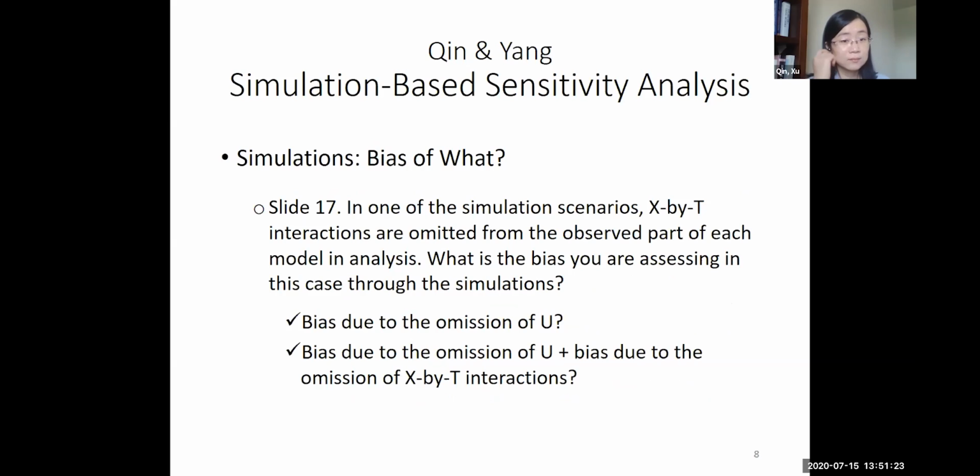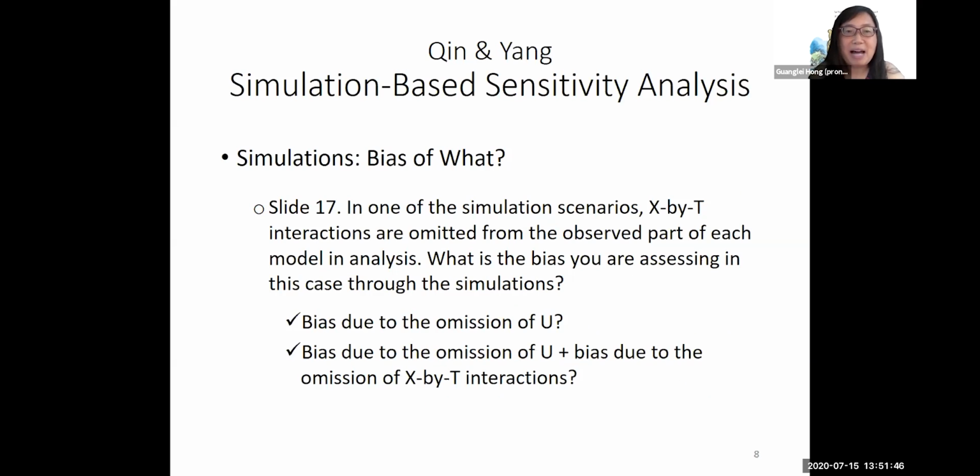And then another comment, in one of your scenarios in a simulation study on slide 17, you were talking about omitting X by T interactions, which is the observed part of your model. I want to see what the consequence would be. And I wonder what is the bias you're assessing in this case, in your simulations.